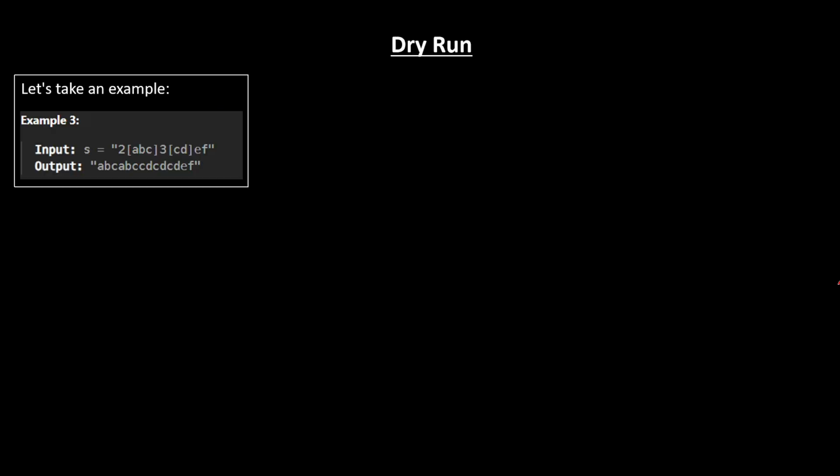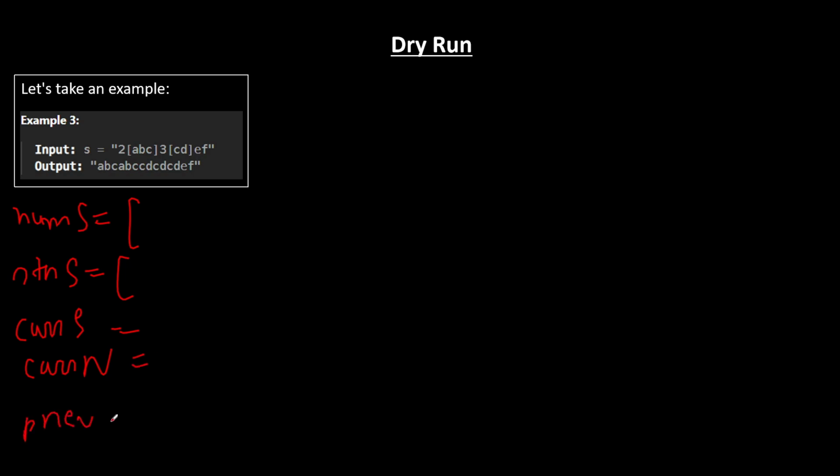Now, since we have the understanding of the code, let's look at the dry run of this example. Before that, let's declare some variables so that it helps us in solving the problem. nums as the num stack. Then strs as the empty string stack. Then curr as the current string, then current num. Let it be these two variables. Let there be prev as the previous string.